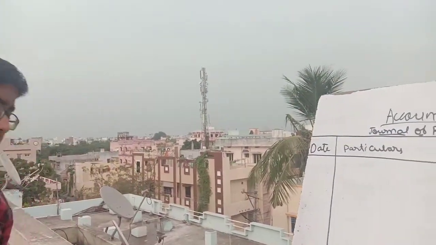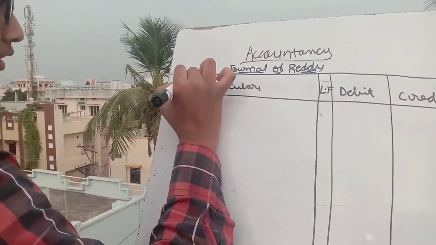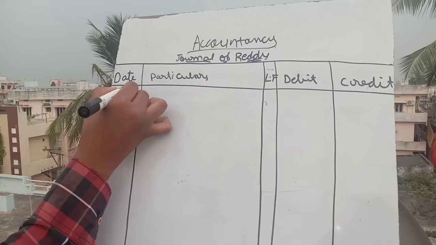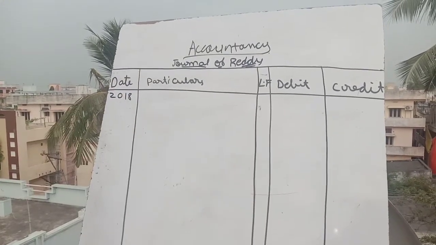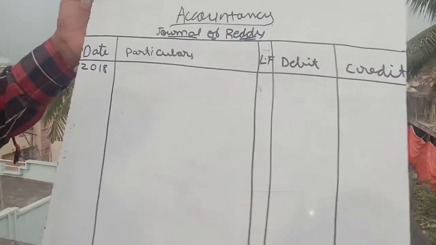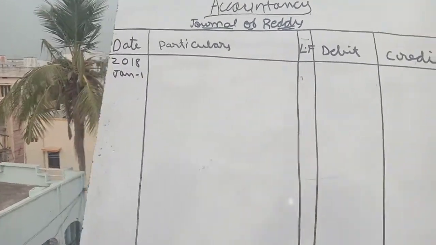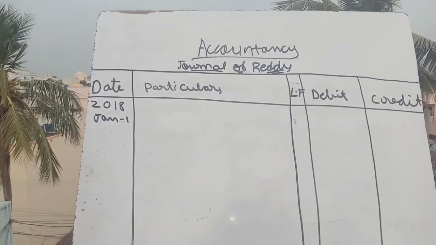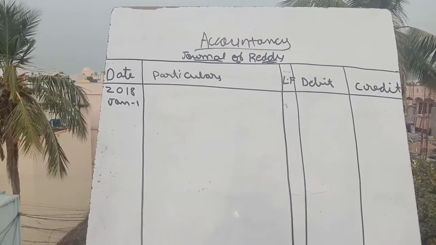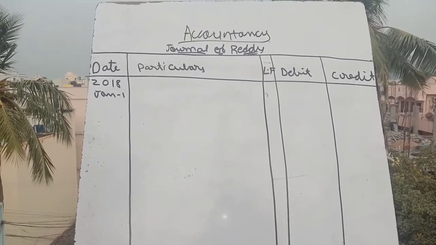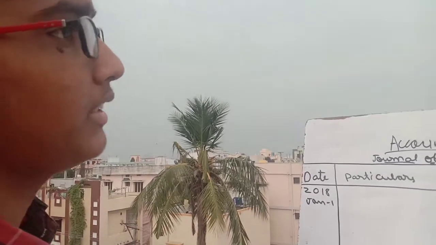Okay, so let's start the problem. The first entry: we have to write the year 2018. The first entry is 1/1/2018, January 1st. And the entry is Reddy started business with cash 70,000 and machinery 30,000. So friends, here for the first time we have got a compound entry. That means there are two things coming into the business, so we have to write a compound entry, or we can write separate entries.